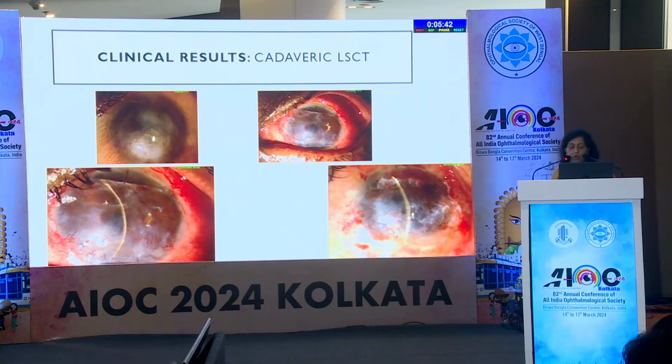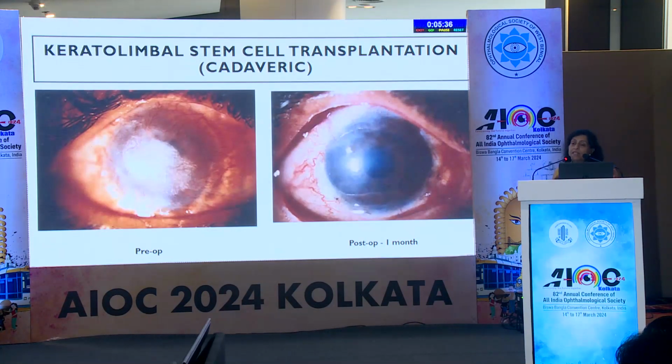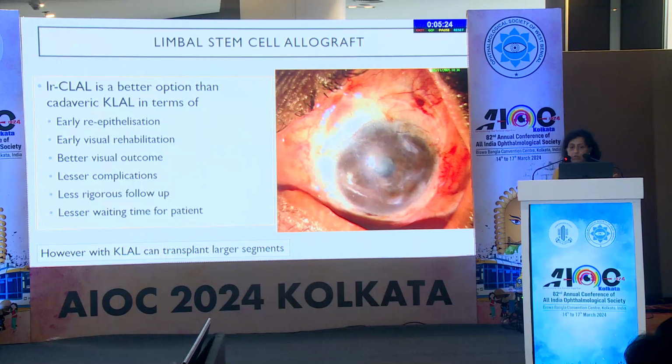But it does require systemic immunosuppression. So these are examples of cadaveric limbal stem cell transplant. And the variation has been said that if the condition is so bad, initially you do this, and when it improves to some extent, then the further step can be topped up with a SLET procedure. This is an example. Sometimes you get excellent results and sometimes not so.